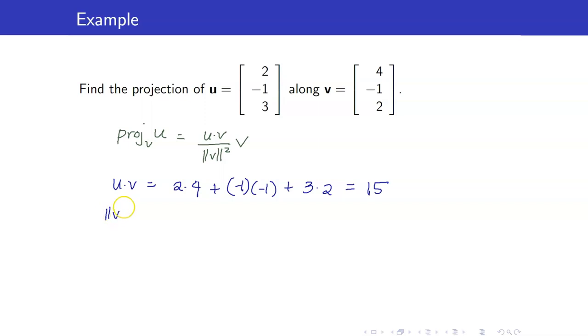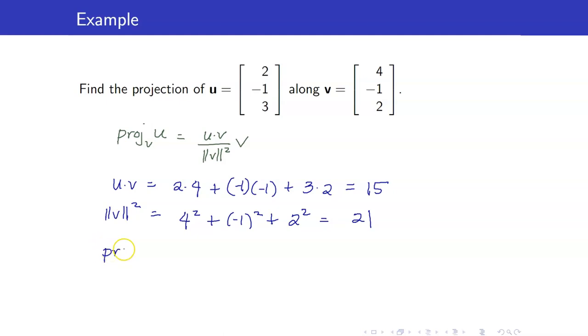Next, the norm of V squared. We just get the square of the components. We do not need the square root anymore because it will be cancelled by the square. So that's 4 squared plus negative 1 squared plus 2 squared. So that's 16 plus 1, 17 plus 4, 21.